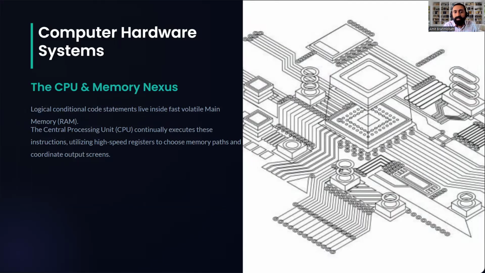To understand why efficiency matters, let's look at the hardware. Your conditional Python code lives inside your computer's high-speed, volatile main memory, or RAM. The CPU constantly fetches these instructions, evaluating logical branches using high-speed internal registers. This is a continuous loop of execution. Writing clean, non-redundant conditional statements helps maximize CPU cycles and prevents software bottlenecks, especially as your programs scale in size.